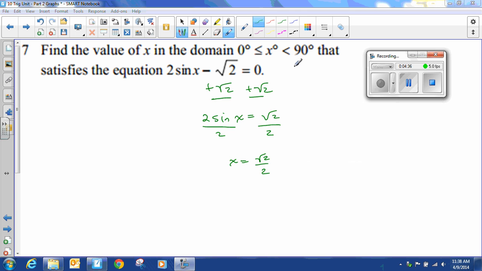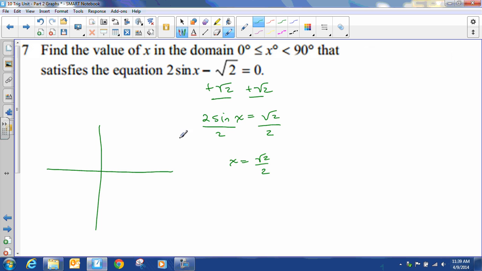So number 7, this time we're restricted to the domain of 0 to 90 degrees, so we're really looking at all the angles within the first quadrant. Let's do our algebraic solution to this. We end up with sine of x equals radical 2 over 2. So let's do inverse sine or arc sine. Those cancel out. And we're basically looking for what sine of what angle or angles gives me radical 2 over 2.